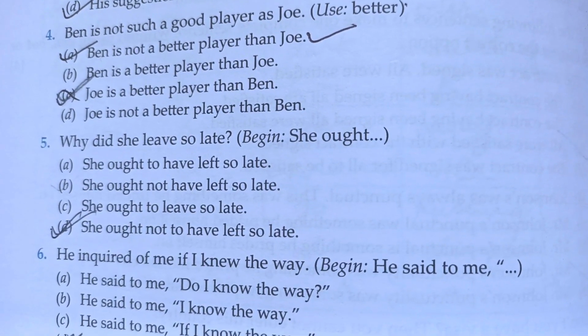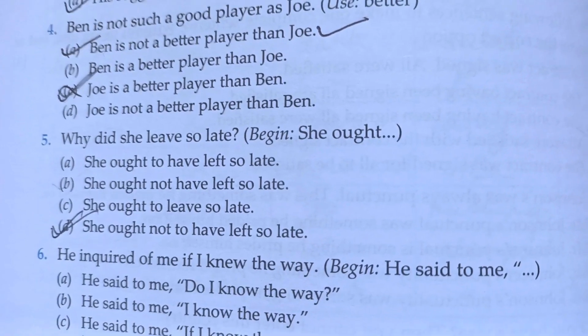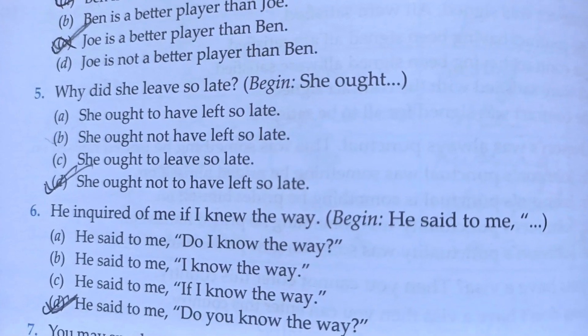Why did she leave so late? So here option D is correct. She ought not to have left so late.